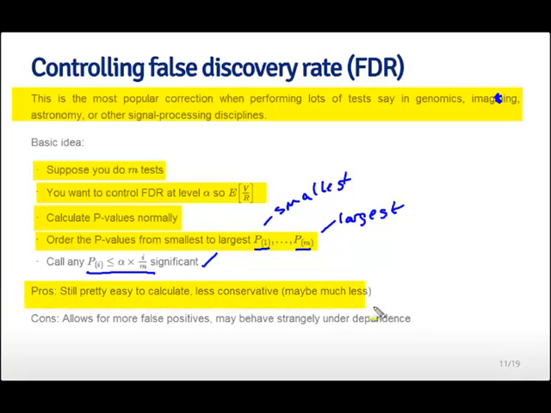The pros are that it's still pretty easy to calculate, like the Bonferroni correction. It's less conservative, and maybe much less conservative if there's a lot of signal and you allow for just a few false positives. You might be able to find a lot more of the real signals. The cons are that it does allow for more false positives, so if you let the error rate be very large, you might find a lot of false positives among the significant results. And it might also behave strangely under dependence. In other words, if you perform hypothesis tests that are related to each other, say for example including different sets of parameters in the same regression model and trying out a bunch of different regression models, you can get strange behavior of the false discovery rate.